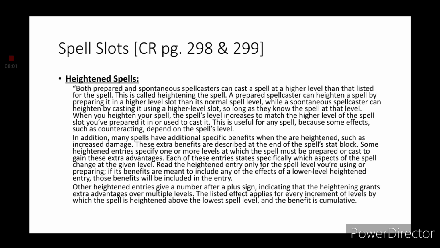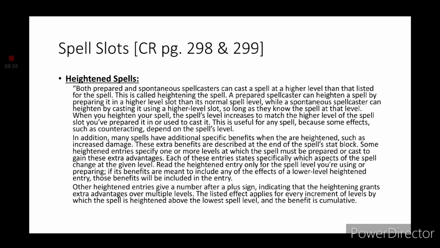This is useful for any spell because some effects, such as counteracting, depend on the spell's level. In addition, many spells have additional specific benefits when they are heightened, such as increased damage. These extra benefits are described at the end of the spell's stat block. Some heightened entries specify one or more levels at which the spell must be prepared or cast to gain the extra advantages.